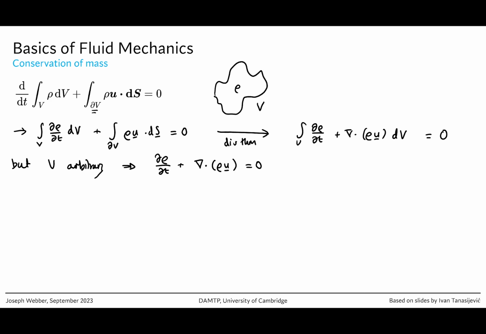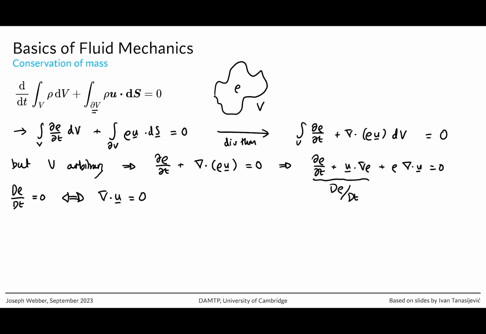And this is the equation of conservation of mass. We can write it more suggestively in the form d rho by dt plus u dot grad rho plus rho div of u equals 0. And notice that this here is the material derivative D rho by Dt. So D rho by Dt equals 0 implies and is implied by div u equals 0. So if the density isn't changing in time, the flow field is what we call incompressible.